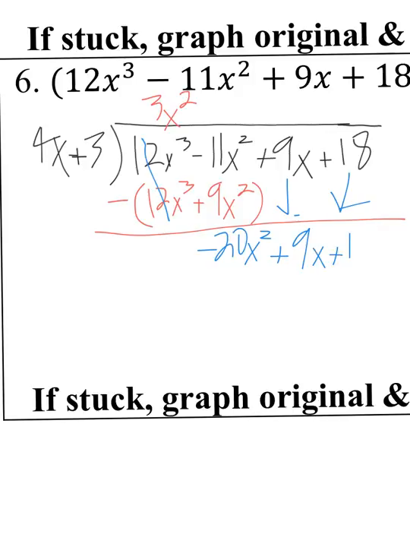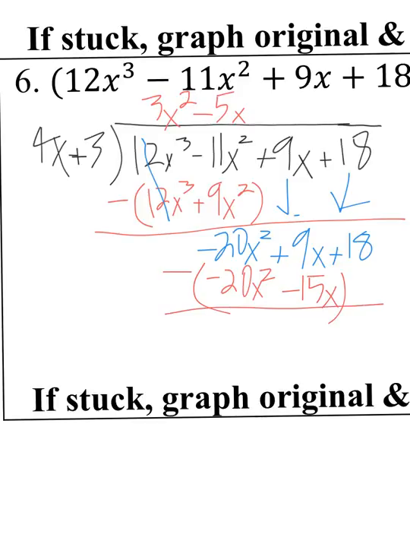All right? So now I just have to do negative 20x to the second power divided by 4x. So negative 20 divided by 4 is negative 5, so I'll put minus 5. And then x squared divided by x is x. So I'm doing negative 5x times 4x, so that's negative 20x squared. And then I'm doing negative 5x times 3. So negative 5 times 3 is negative 15, and then it has an x by it. All right, so I'll put it in parentheses, and then I'll subtract.